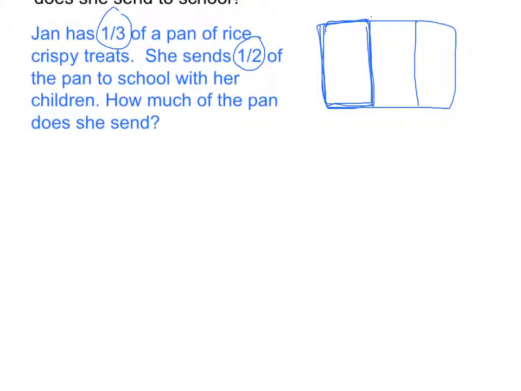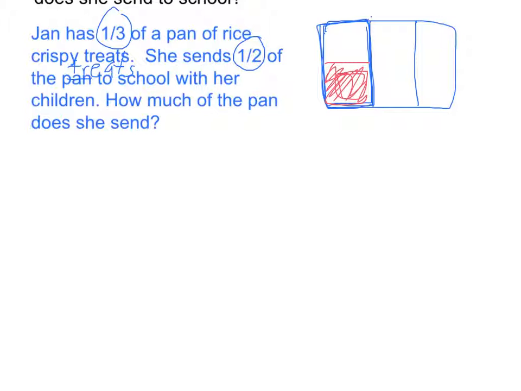And I'm sorry, I actually mistyped this. This says half of the pan. It should be half of the treats, right? Because she can't send half the pan if she only has 1/3 of the pan, half the treats. So this is how much she has, and she's going to only send this much to school, which makes total sense. She wants to eat the rest.